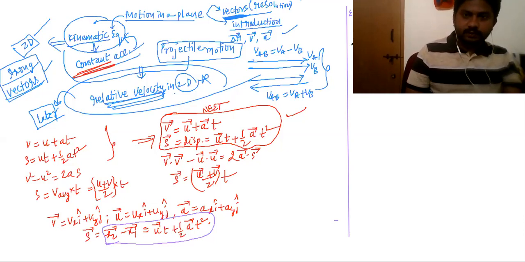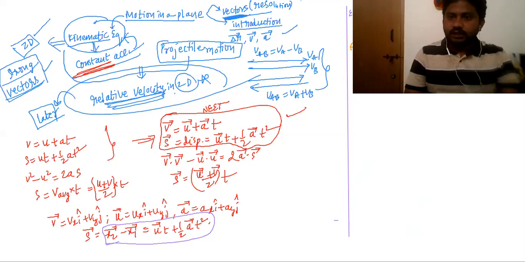Now the question is, find the velocity and displacement of the particle at t is equal to 2 seconds.